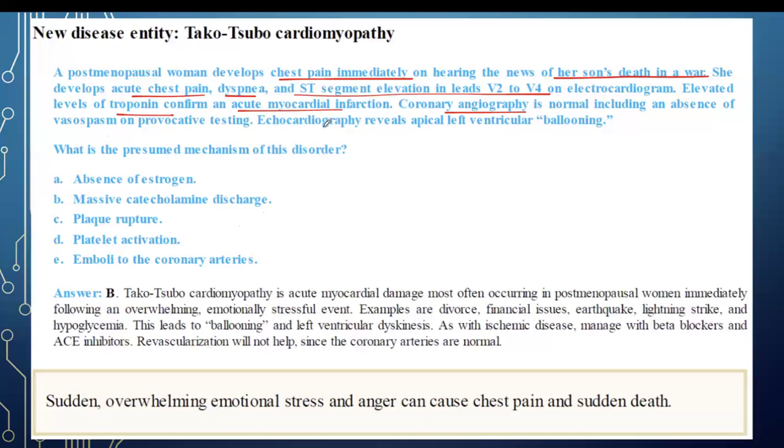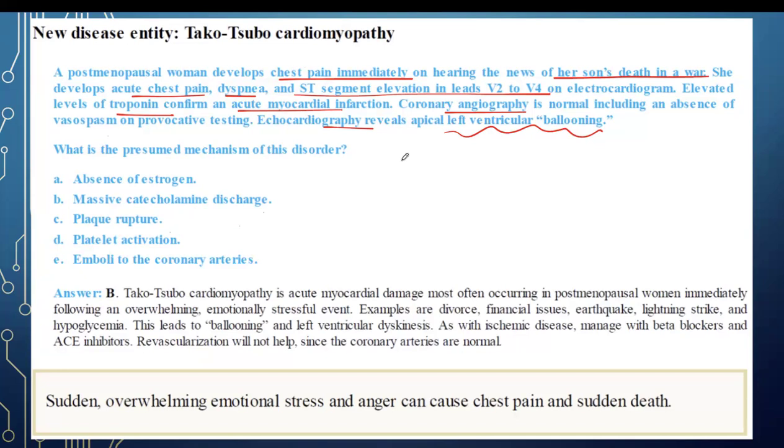So then you send the patient for an echocardiogram, and it finds a classic finding called ballooning of the left ventricle. So there is a condition called Takotsubo cardiomyopathy, the broken heart syndrome, where a patient presents to you exactly like an ST elevated MI. But when you do an angiogram, you don't find any blockages. And that's the condition called Takotsubo.